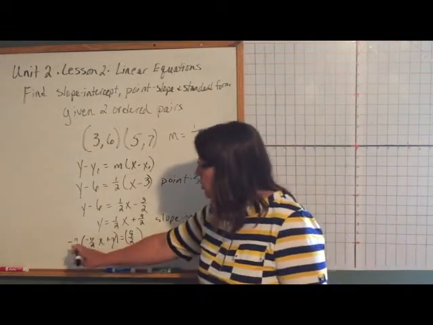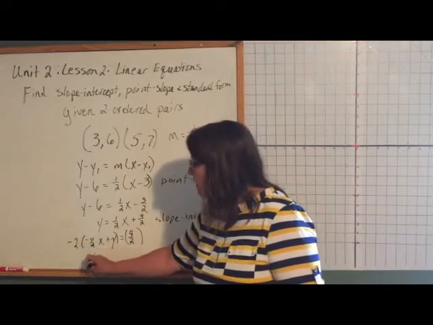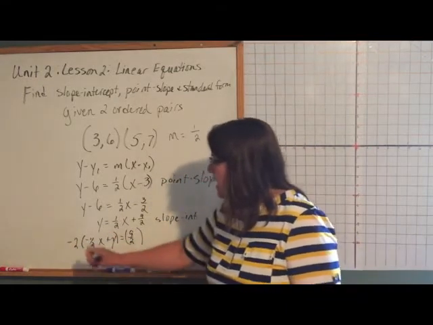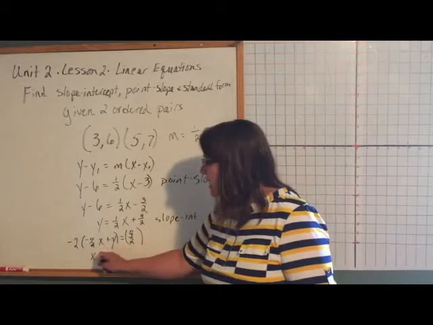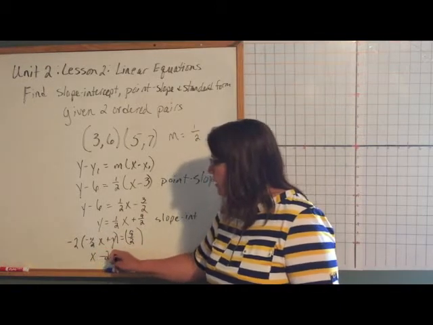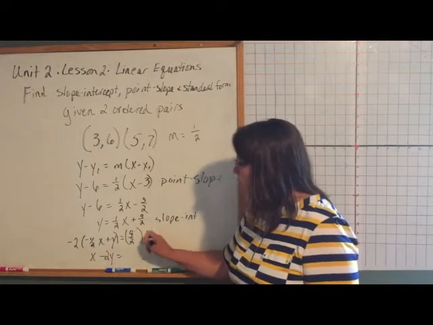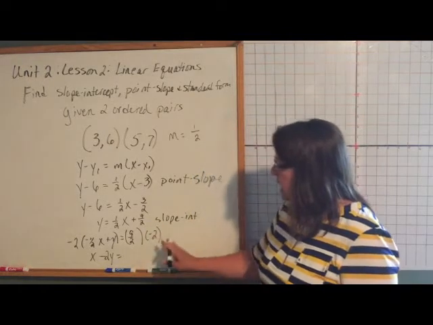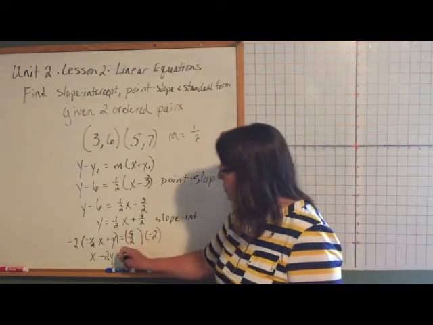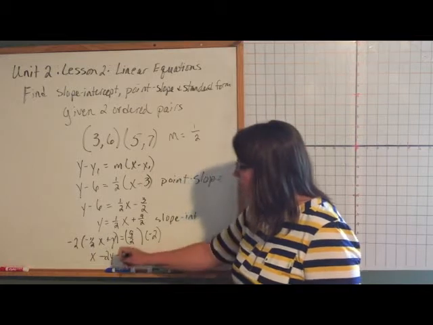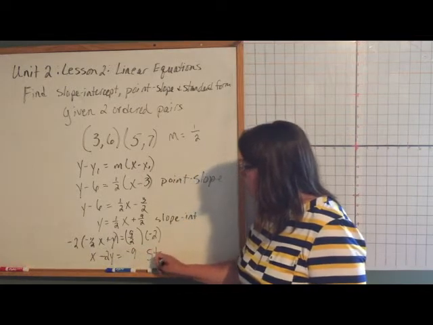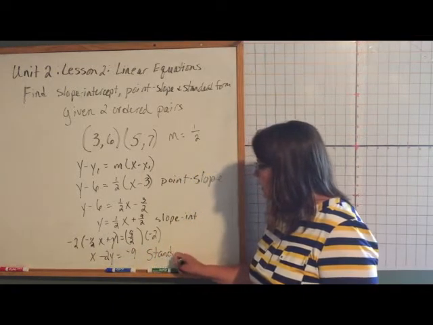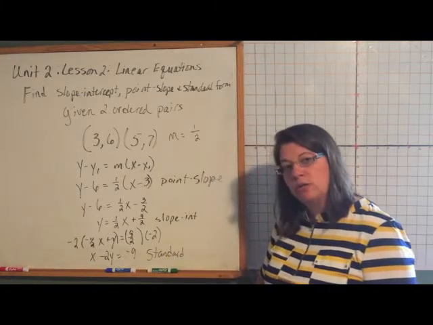So -2 times -1/2 is 1, so that's just x. -2 times y is -2y. And that equals, and I have to do it over here too, the -2. -2 times 9/2 will be -9. And that is the standard form of my equation.